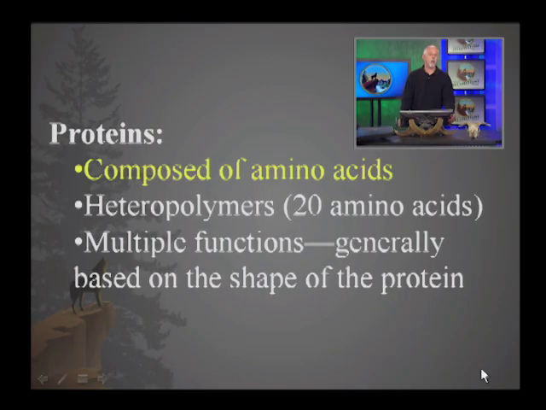Now, proteins would be another major class of organic molecule or biochemical. They're composed of repeating units known as amino acids. But proteins are then heteropolymers because there are 20 different amino acids encoded by our genetic material. And proteins have a variety of functions, and their functions are generally based on the physical structure of the protein. So this is one area where structure directly relates to function when it comes to proteins.